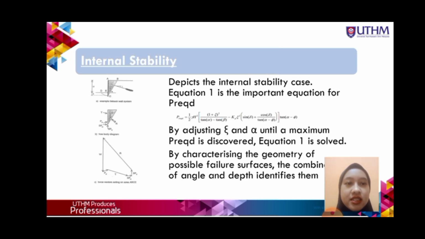So this is internal stability. It depicts the internal stability case. Equation 1 is the important equation for PREQD. By adjusting alpha and gamma until the maximum PREQD is solved, equation 1 is solved by characterizing the geometry of possible failure surface.